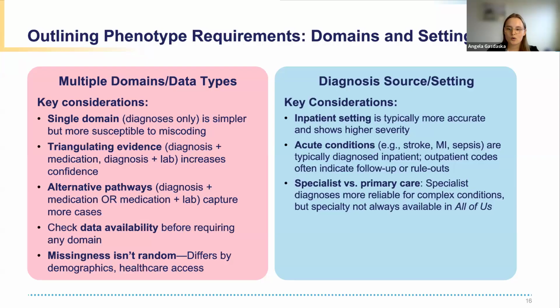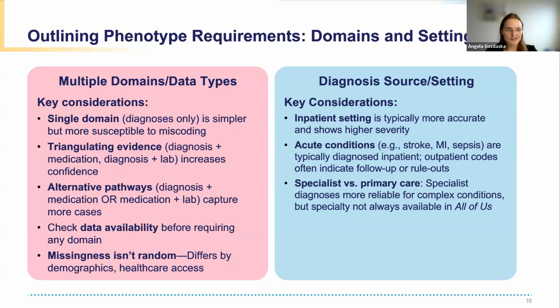So this gives people more ways to qualify for your phenotype, and it will increase your sample size while still maintaining some level of confirmation or confidence in your phenotype. And one really important thing to consider before requiring any particular domain is data availability. So if you're seeing that very few participants have a certain lab test, maybe it's not the greatest idea to require that, as often missingness isn't random and could introduce some bias into your study.